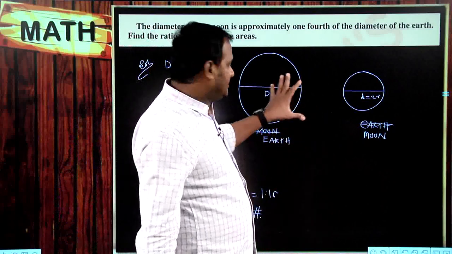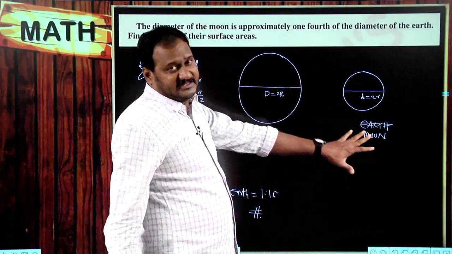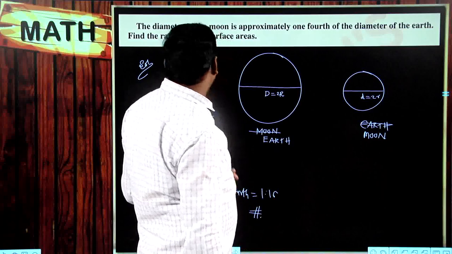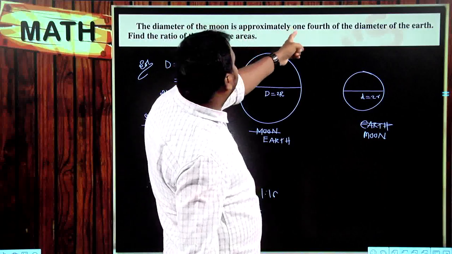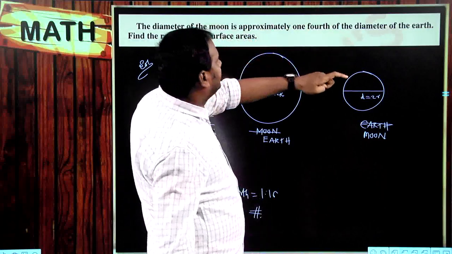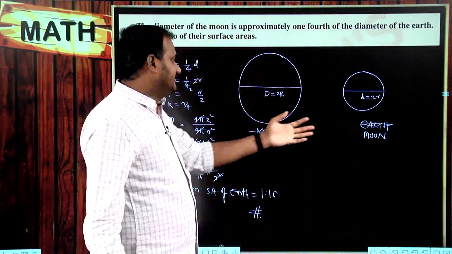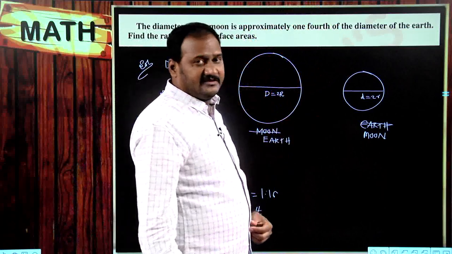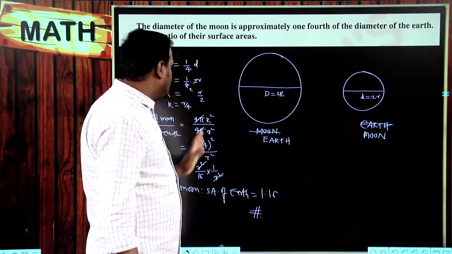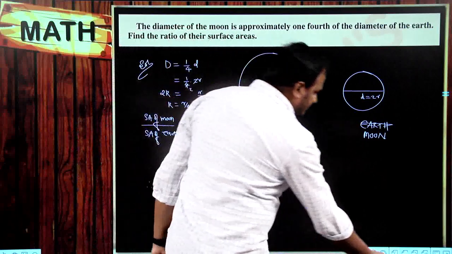You understand? See here, the first thing is the earth and the second thing is the moon. It is not moon and it is not earth, because earth is bigger than the moon, right? So, the diameter of the moon is approximately 1/4 of the diameter of the earth, means earth is bigger than moon. So, that is what I wrote first. Fine. Hope you understand. This is the way to answer the problem. So, moving on to the next one.